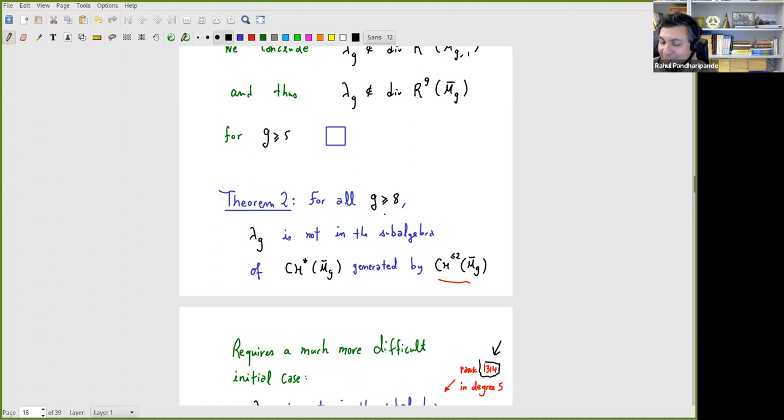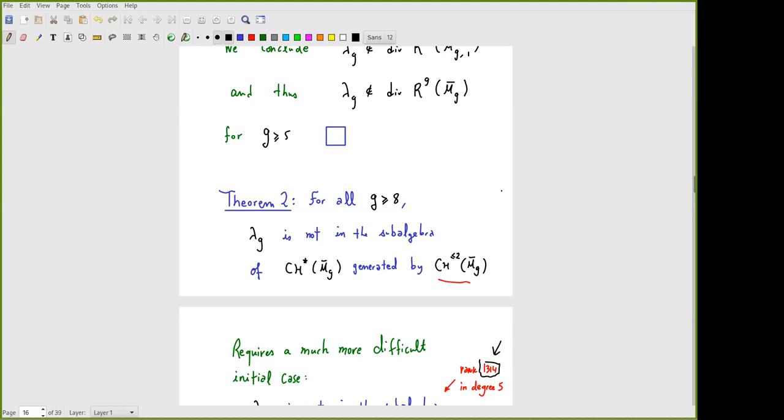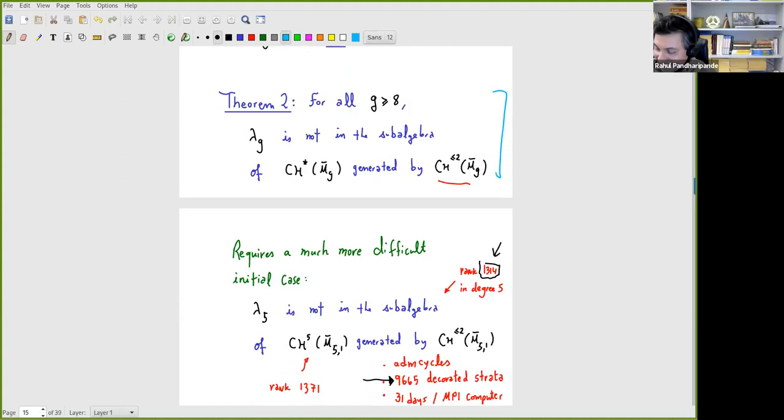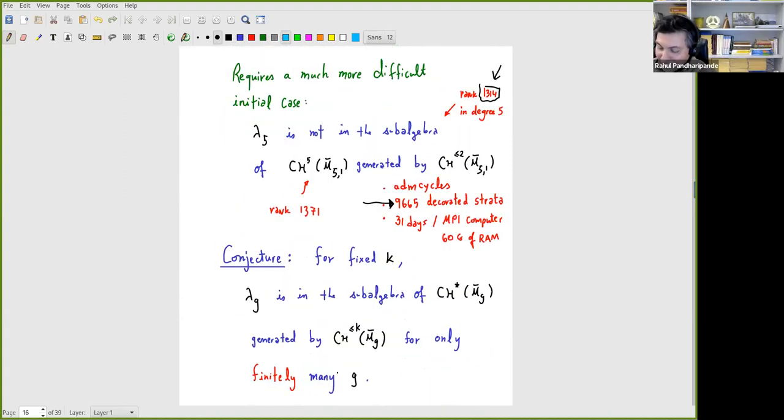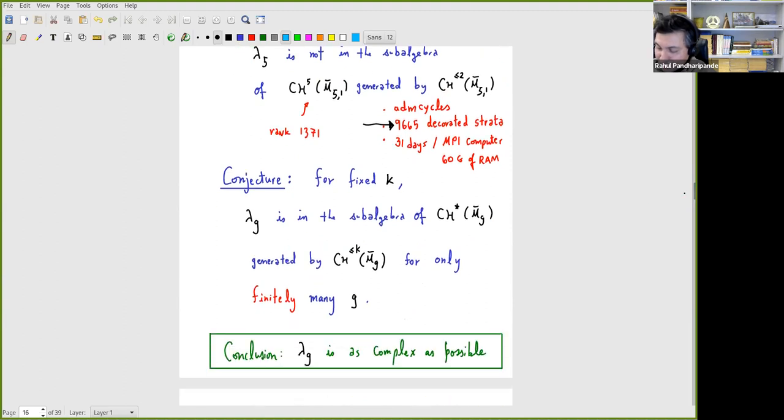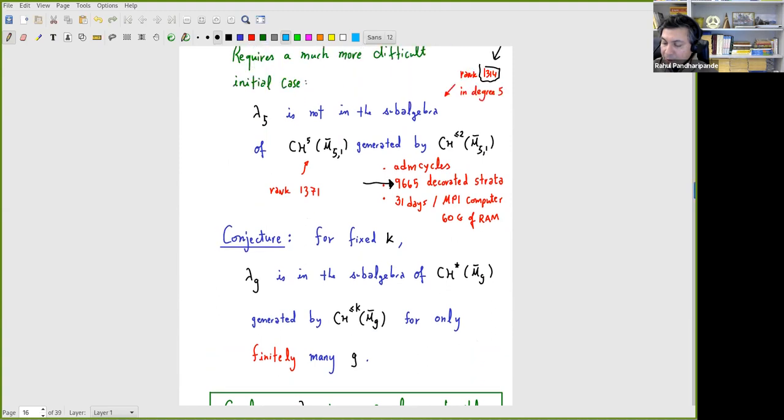Oh, I see. So this is a little trick, and it would have probably gone unnoticed, except Carol noticed this. So in general, maybe you can formulate this however you want, but however you formulate it, I believe it. And so the conclusion is lambda g is as complex as possible. And so do you always have this reduction step? So is the conjecture equivalent to there exists some g?